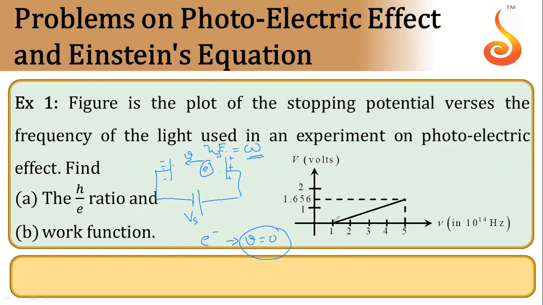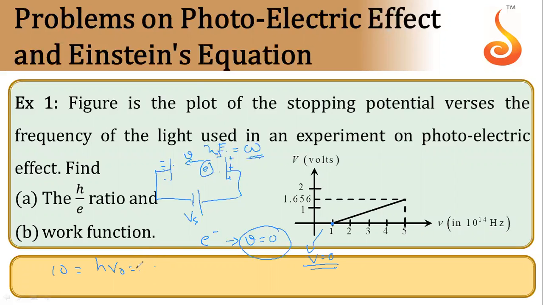Now at this point, take this point as 1. Here it is given that stopping potential is 0. It means when stopping potential is 0, all the energy is getting converted into work function. So work function will be h nu naught, and they have given the value of frequency corresponding to this point as 1. So substitute the value of Planck's constant and this one.